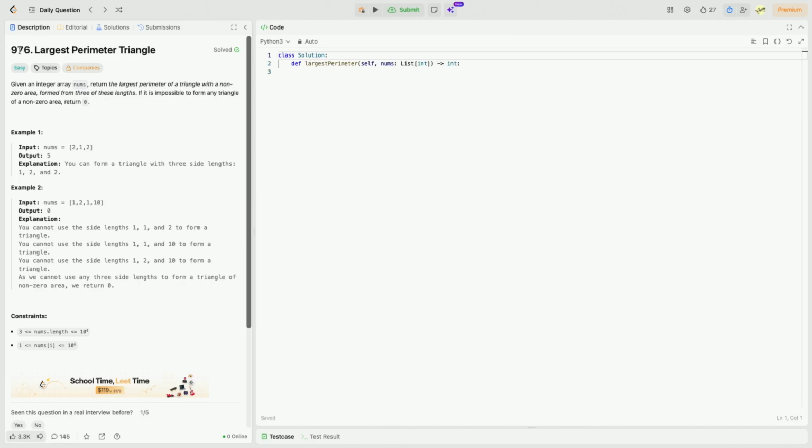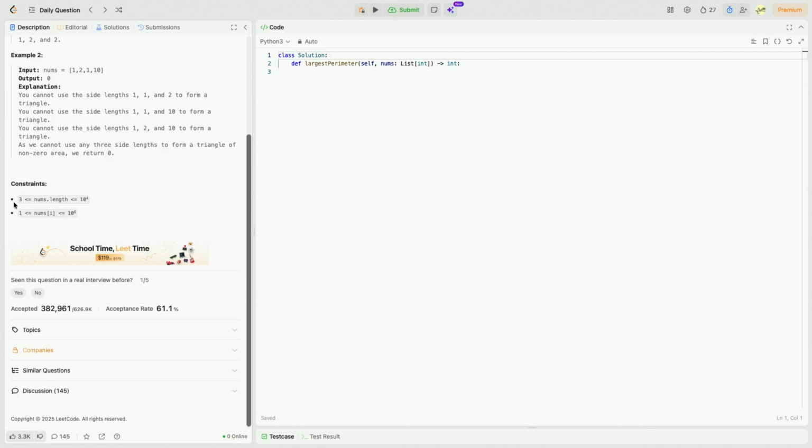We are looking today at an easy problem, number 976, Largest Perimeter Triangle. We're given an integer array of numbers, and we should return the largest perimeter of a triangle with non-zero area, formed from three of these lengths. If it's impossible to form any triangle of non-zero area, we should return 0.